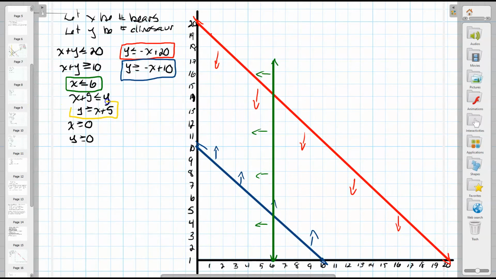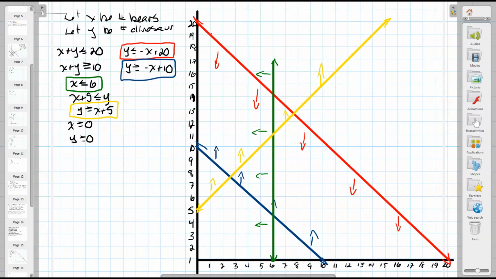Next equation, y greater than or equal to x plus 5. The y-intercept is 5, so we put that on the graph. This time we've got a positive slope of 1, so we go up 1 and over 1. And again, connect the dots with a straight line. And the shading, this time again, it's a greater than, so it means we're shading above the line.